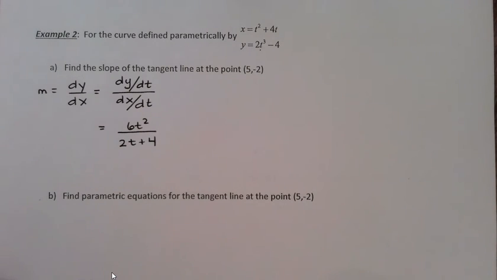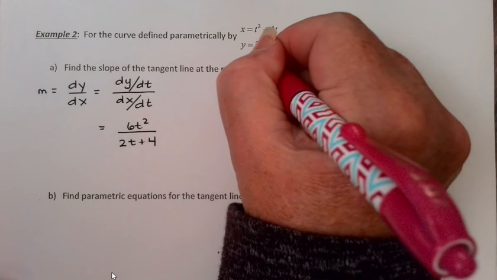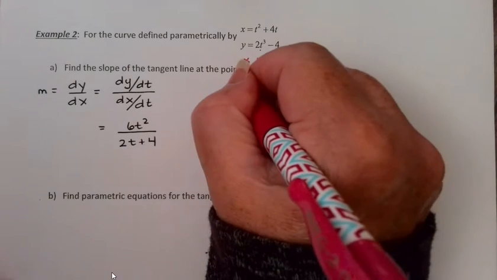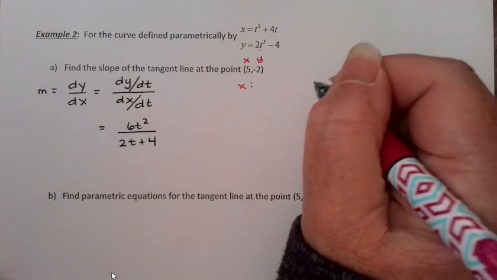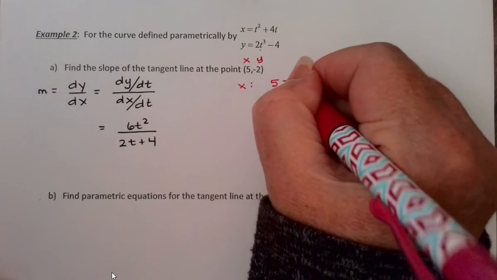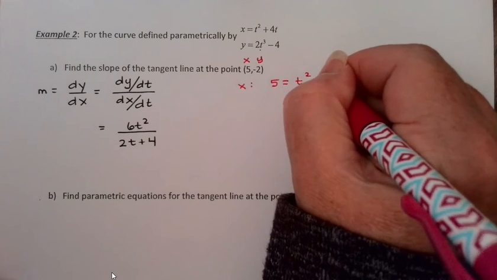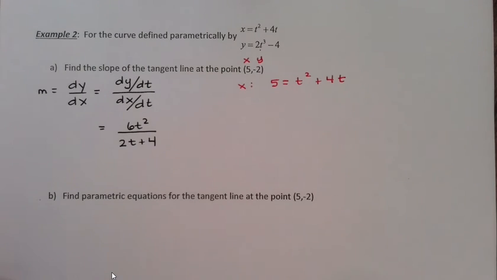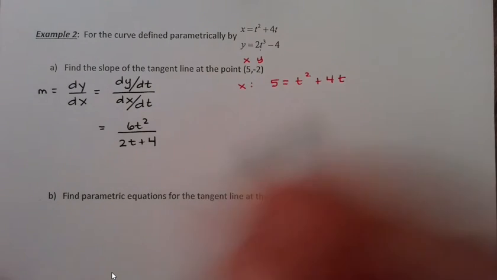Same deal. I'm not given the t value to plug in here. Instead, I'm given the x and the y. So we'll use those to solve for t. My x equation would say 5 equals t squared plus 4t. And it's not horrible, but it's a quadratic equation to solve.